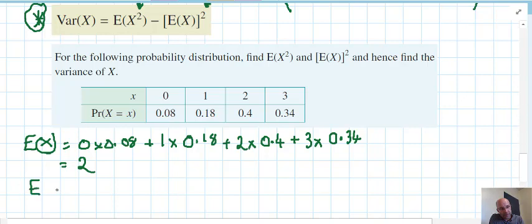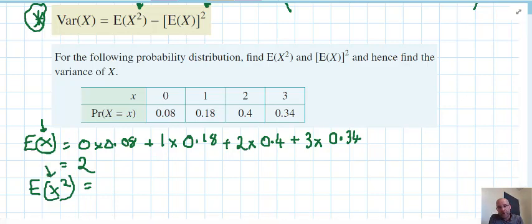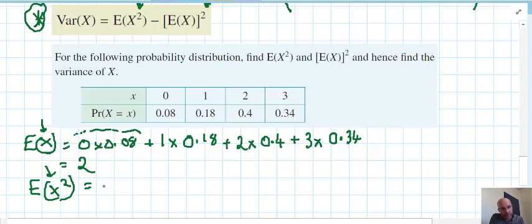Now we need to determine what this E of x squared is all about. Well, it's the same as E of x, but instead of the variable x, we substitute the square of the variable into the same algorithm. And by the way, this first one was 0, so I don't think I'll write it down next time.